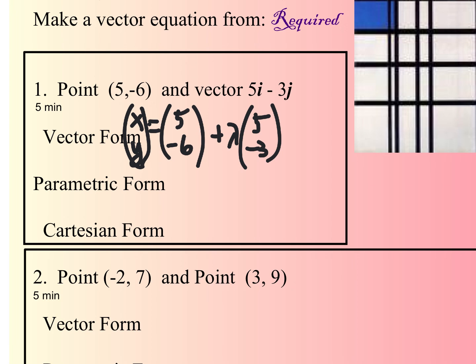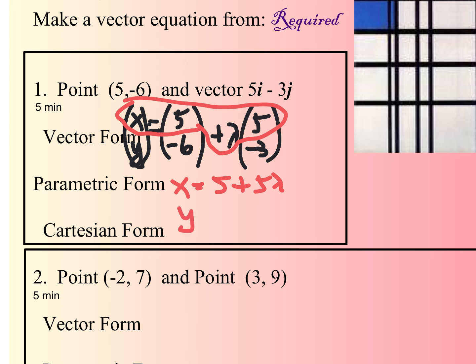Parametrics need two equations, an x equals equation and a y equals equation, right? Max, can you tell me the first parametric form? You're just going across the top here. X equals 5 plus 5 lambda. Yep. That look like parametrics? Well, it's got an x equals equation. Christine, the y equals equation. Y equals -6 minus 3 lambda. Yep. And then, if you solve these both for lambda, do that. And you'll get Cartesian.